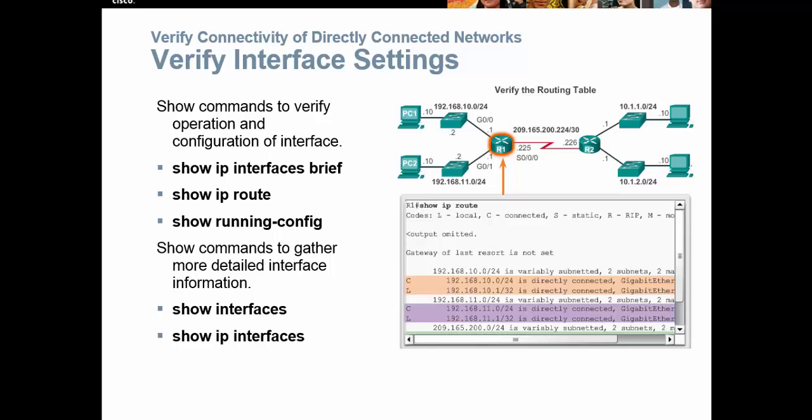We can do show ip route, which is demonstrated here, and it shows you the routes of the directly connected networks. And we can do show running-config. The show commands, together with detailed interface information, let us know how things are going. We can do show interface, show interface with the interface name itself, and we can do show ip interface.